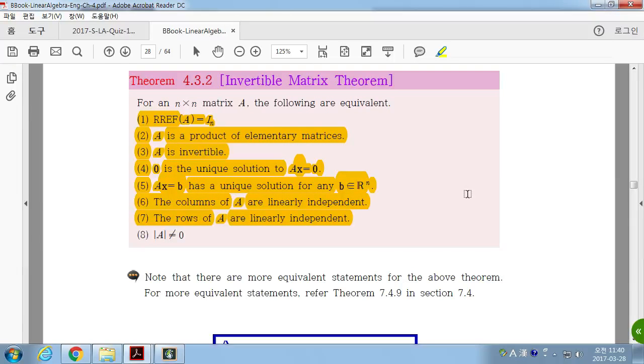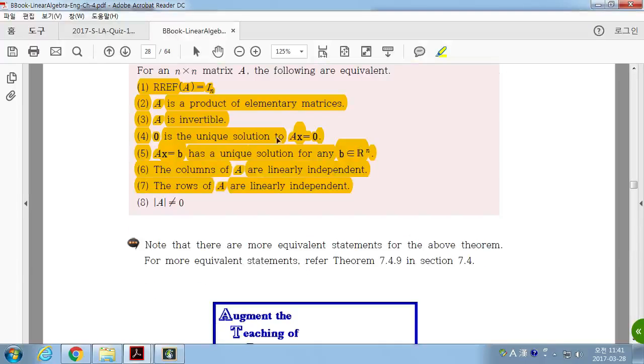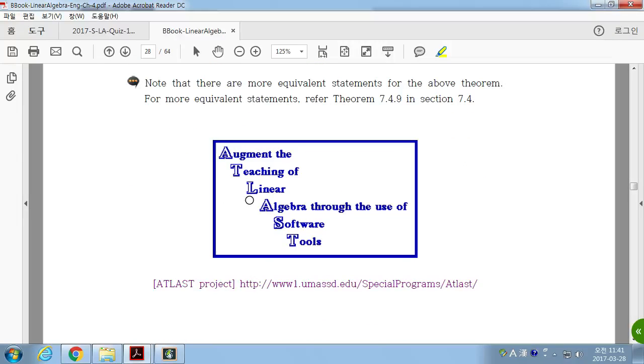But in a theorem in section 4.3, we showed that A is invertible if and only if the determinant of A is not 0. So we add the last condition to the invertible matrix theorem. We are adding more and more equivalent statements for invertible matrices. Okay, I think that's the end of section 4.3.